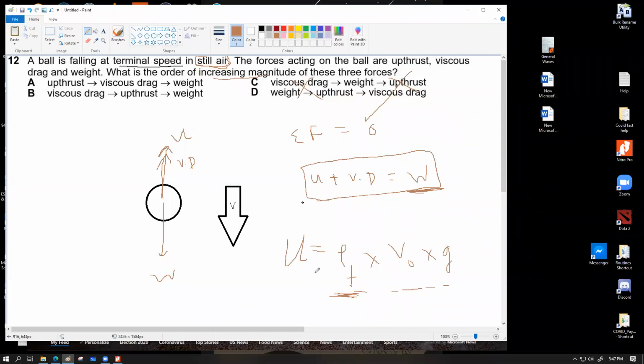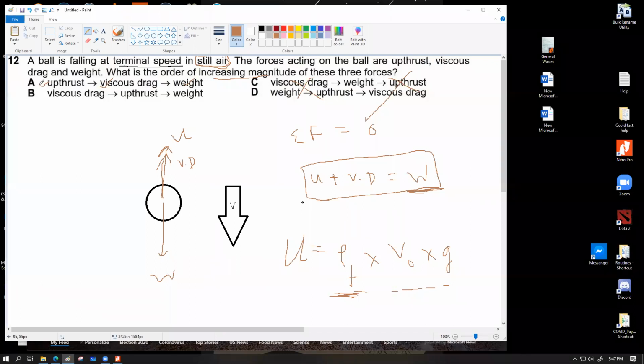That makes upthrust quite small as well. So my proposition is that the increasing order of force should be upthrust, the smallest of the forces, then viscous drag, slightly bigger, and the biggest of the three, because these two sum is equal to weight. So A should be the correct answer.